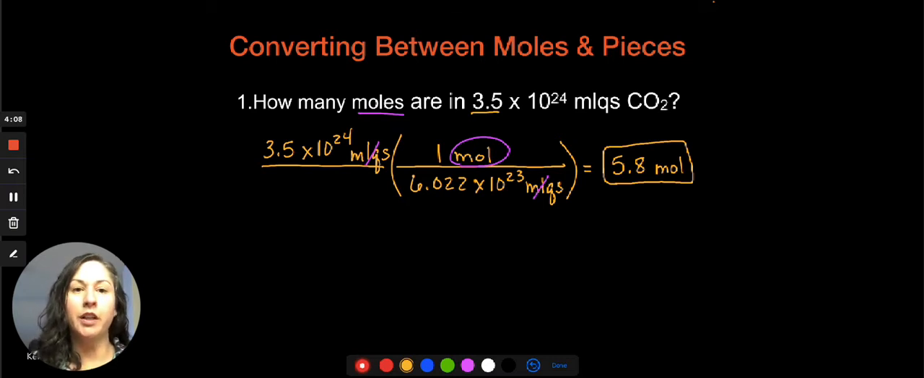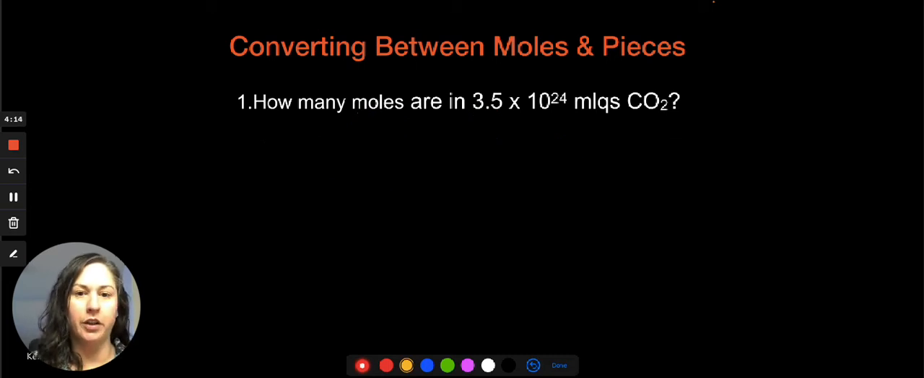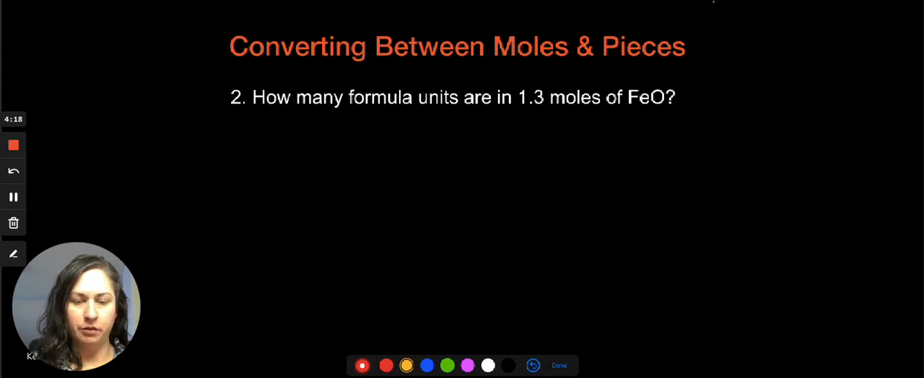If you are struggling, double check all the calculations. If you're struggling with any calculations, please let me know. I always like to help with calculator function. Okay, so let's try another example. How many formula units? Formula units are pieces. So these are our pieces. This is what we want to know.